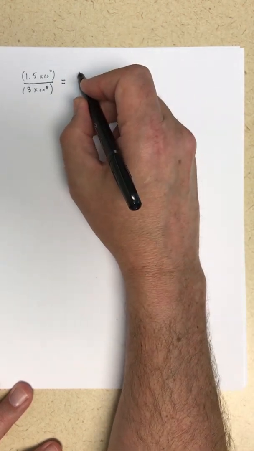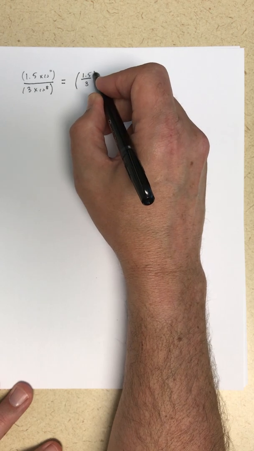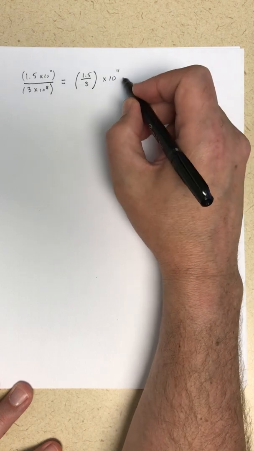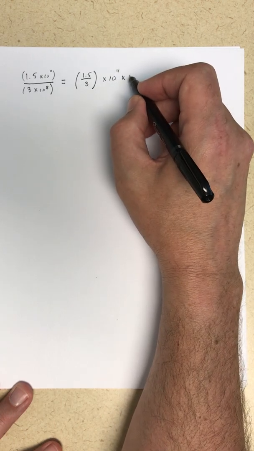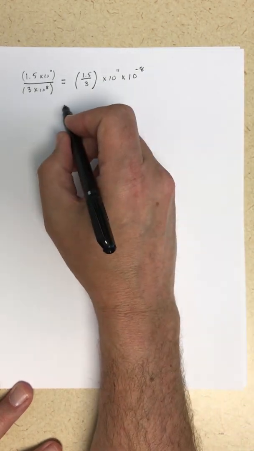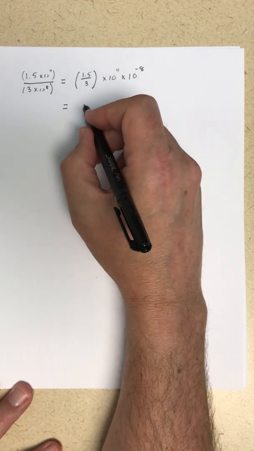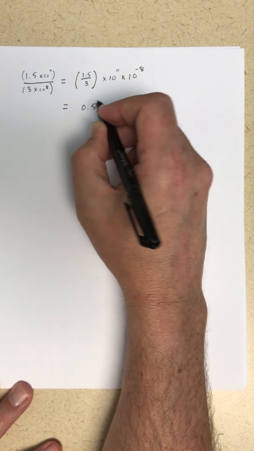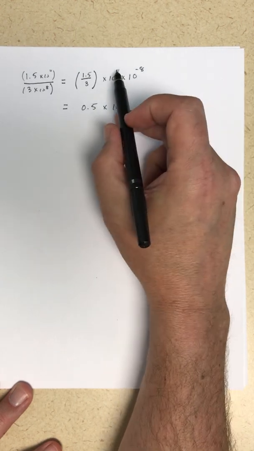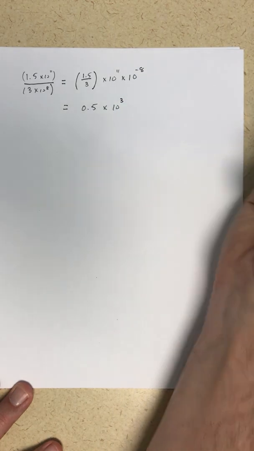So this is going to give me 1.5 divided by 3, times 10 to the 11th, times 10 to the minus 8. And what does that equal? 1.5 divided by 3 is going to give me 0.5 times 10 to the 11 plus minus 8, which is 3.